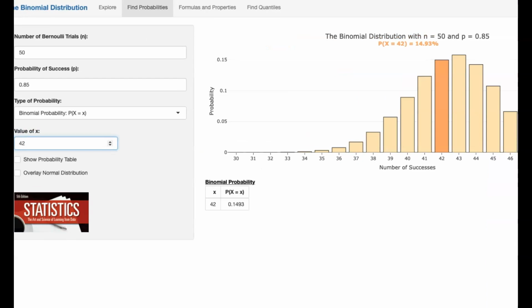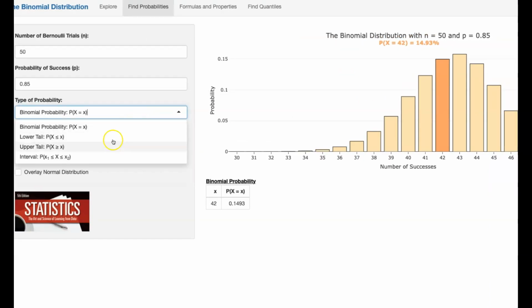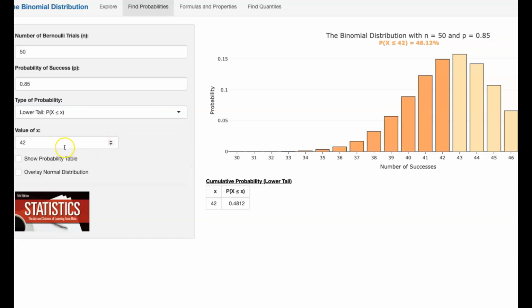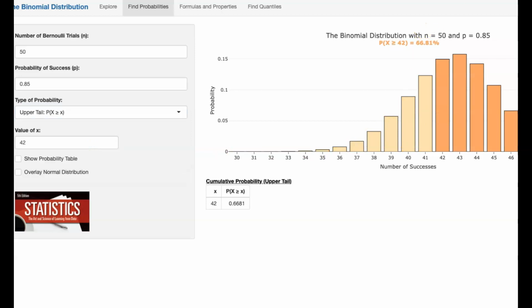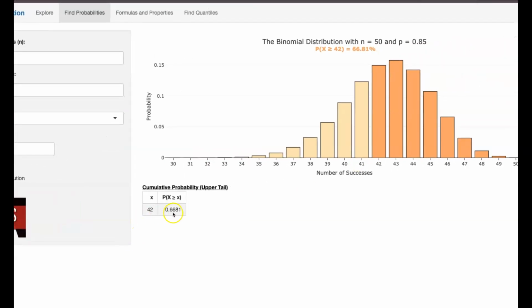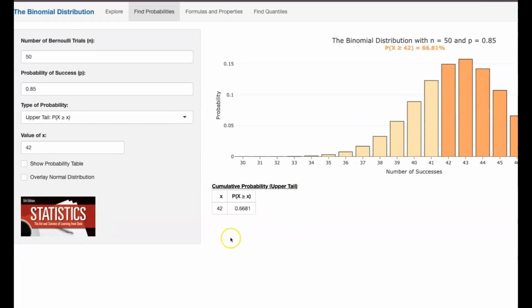Now, the follow-up questions on our sheets were, what is no more than 42? So you use less than or equal to 42, and you get that 48% answer here. Notice it highlights the left tail. And then at least 42, that's the upper tail, and you see that it highlights that upper tail, and you get the 66% there. So that's how you're going to use it, and it's okay to use the binomial calculator to calculate binomial probabilities.